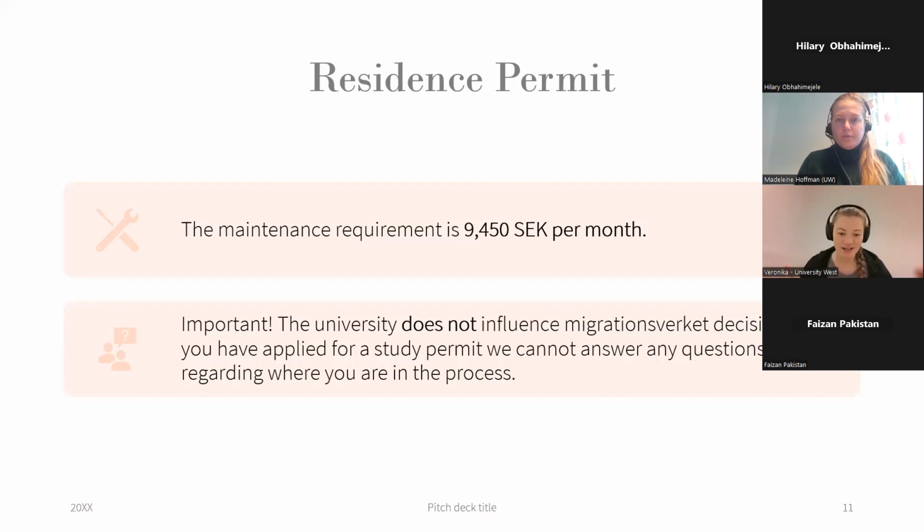And one more time, a reminder here: the university cannot see the process that you're having with the Migration Agency. We can try to tell you how the process is, but we cannot help you a lot there. But we have our fingers crossed that everything is going to work out quickly, and that you will get your residence permit in time to start your studies on time.